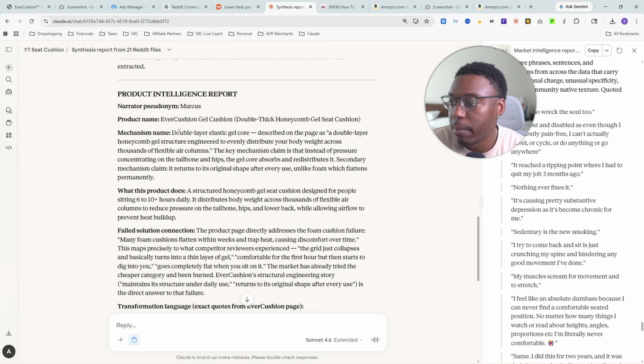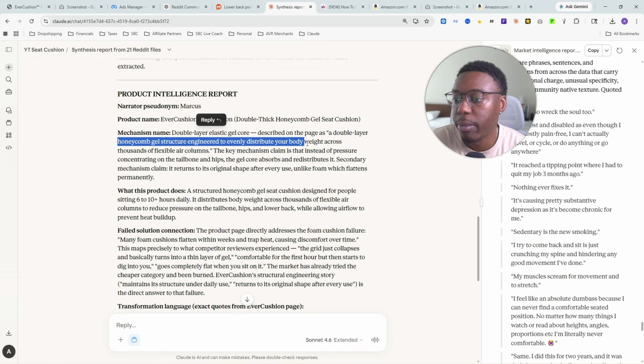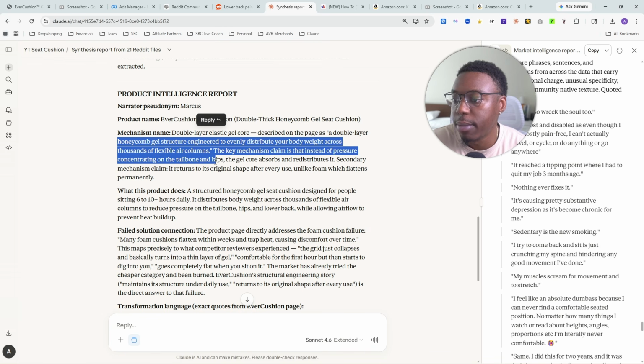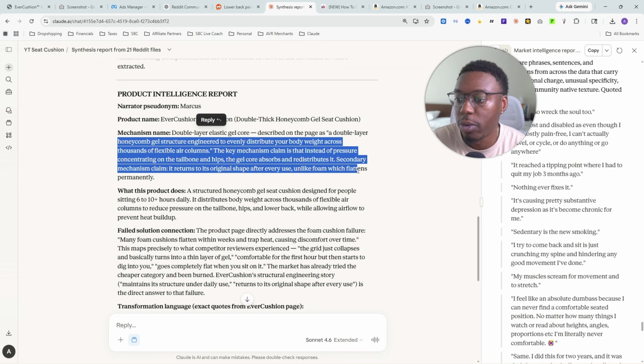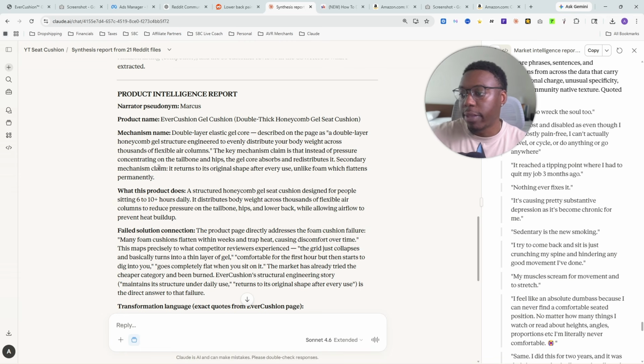So, mechanism name: double layered elastic gel core, described on the pages as a double layer honeycomb gel structure engineered to evenly distribute your body weight across thousands of flexible air columns. The key mechanism claim is that instead of pressure concentrating on the tailbone and hips, the gel core absorbs it and redistributes it. Secondary mechanism claim: it returns to its original shape after every use, unlike foam, which flattens permanently. So, right there, that's going to be the selling point. That's going to be the bridge, basically.